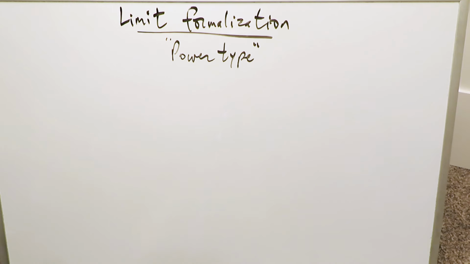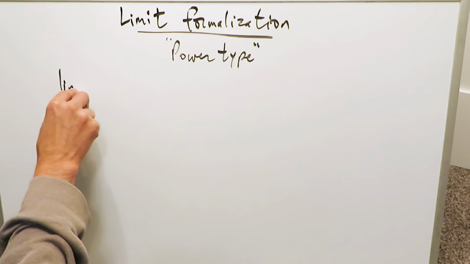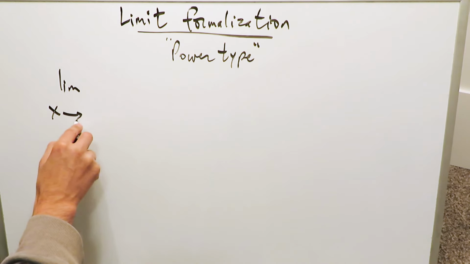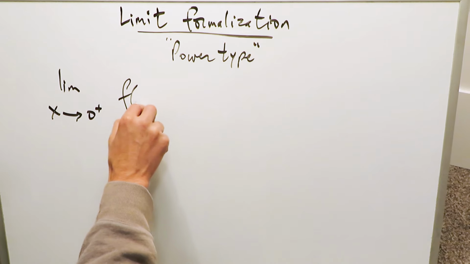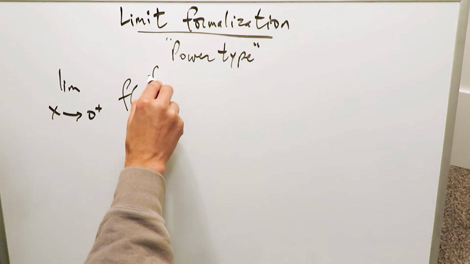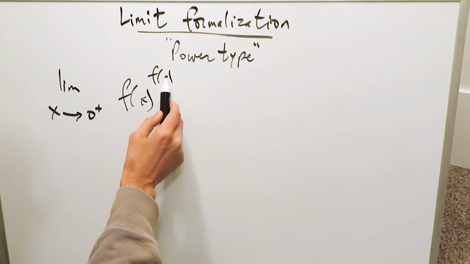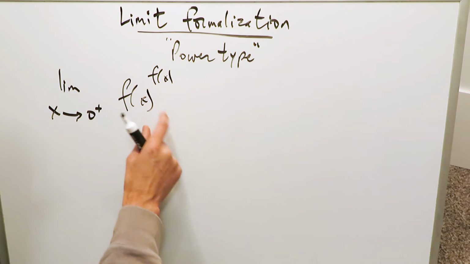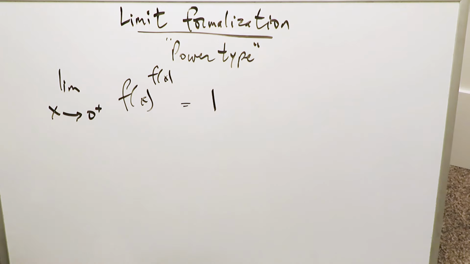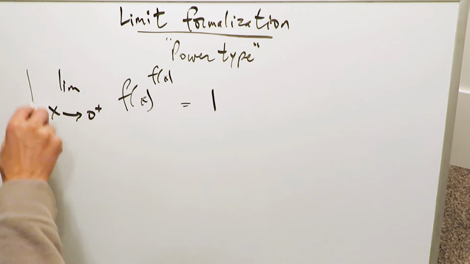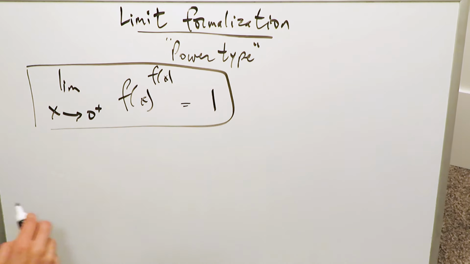In this video, we're establishing a generalized rule for all of you, an indeterminate power type rule, and you should know this. The limit rule that you should know is this: limit as x approaches 0 from the right, a one-sided limit. Your function would look something like f of x to the power of f of x. You're looking at two functions which are identical, and the output should always be 1. This is a good generalized rule you should know.